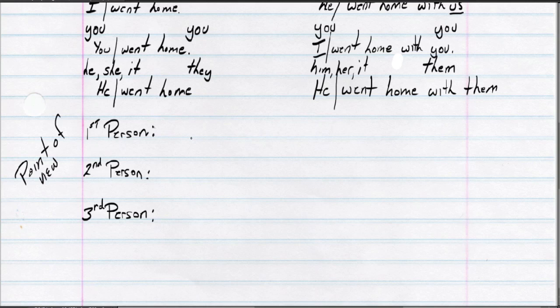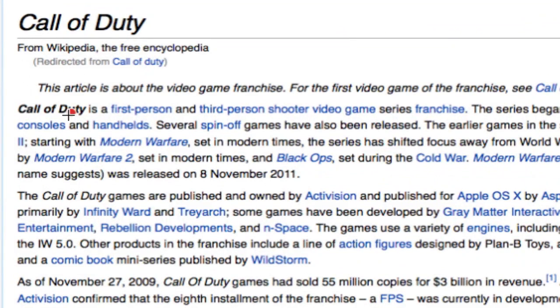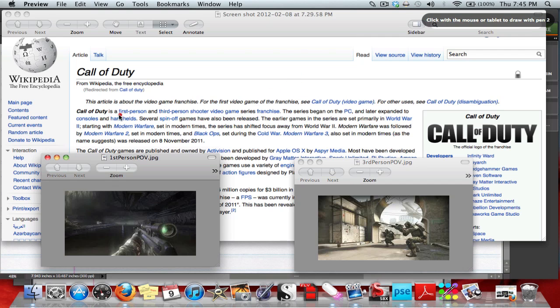For example, if I were to go to Wikipedia right now, I would find this if I put Call of Duty in the search box. You will notice that it says Call of Duty is a first-person and third-person shooter video game series franchise. First-person and third-person. Here's what that means.